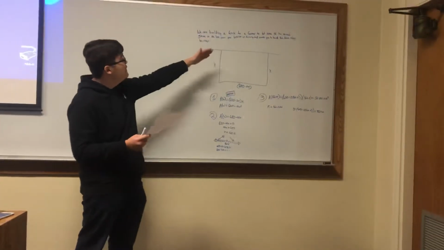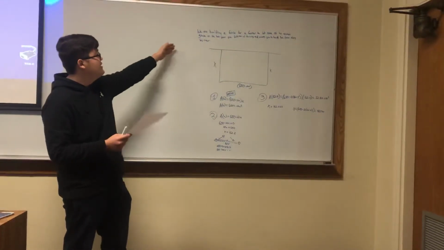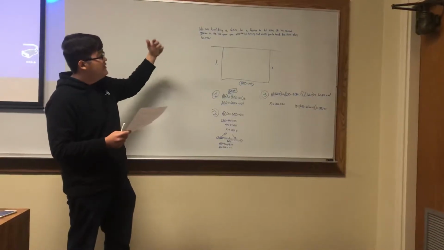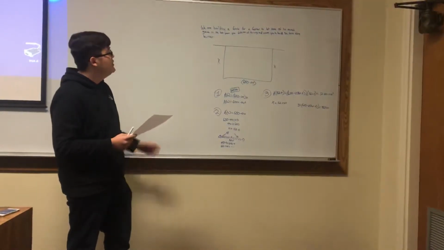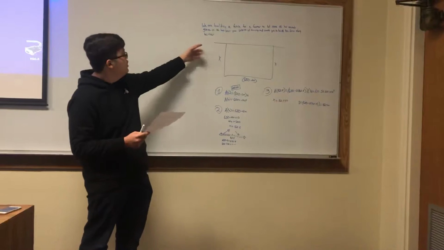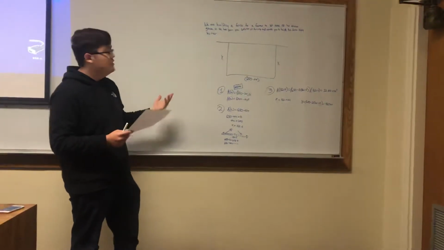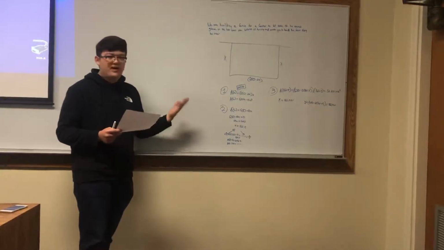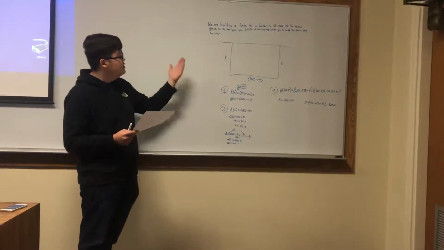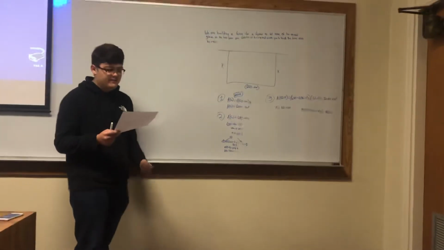So we are building a fence for a farmer to let some of his animals graze in. He has given you 600 feet of fencing and wants you to build the fence alongside his river. He wants you to enclose the maximum area that you can enclose in this fence with 650 feet of fencing.